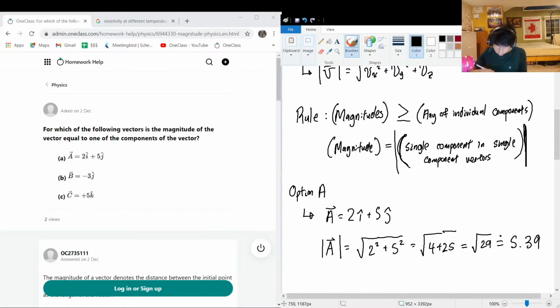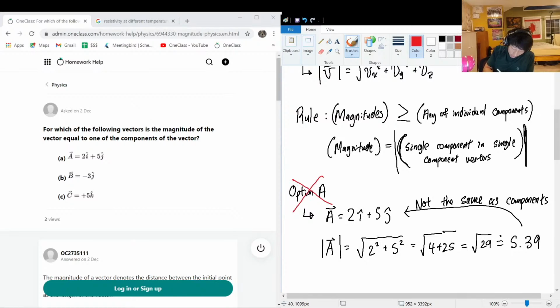Okay, is 5.39 equal to the components? Well, none of the components are like that, so not the same as components. Okay, so option A is disqualified. Nope. Okay, now let's take a look at option B.